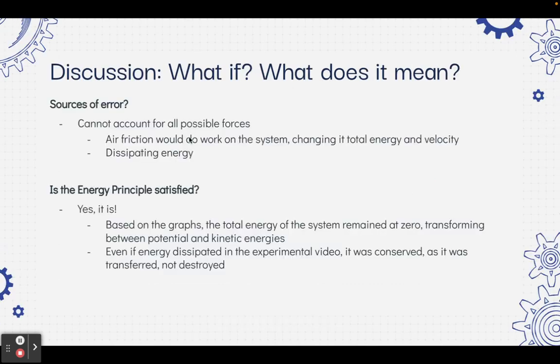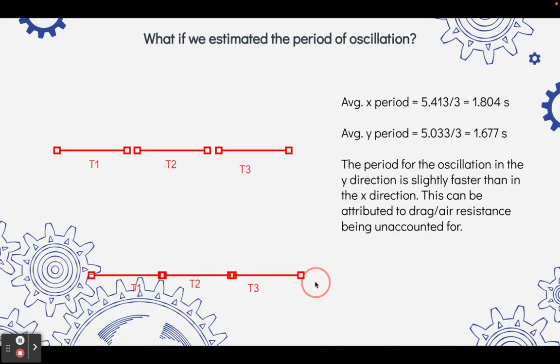So what are some sources of error? Primarily, we cannot account for all possible forces, namely air friction would do work on the system, which would change its total energy and velocity. And overall, there would be energy dissipating from the system into the air and atmosphere. But the energy principle is still satisfied. Based on the graphs, the total energy of the system remained at 0, which transformed between potential and kinetic energies. And even if energy dissipated in the experimental or real-life video, it was conserved because it was transferred, not destroyed.